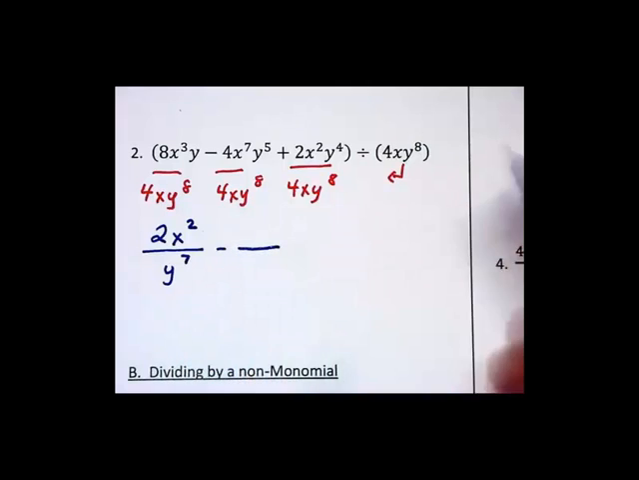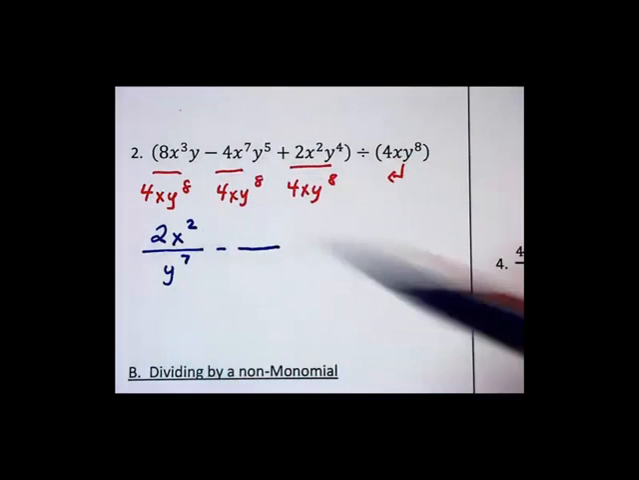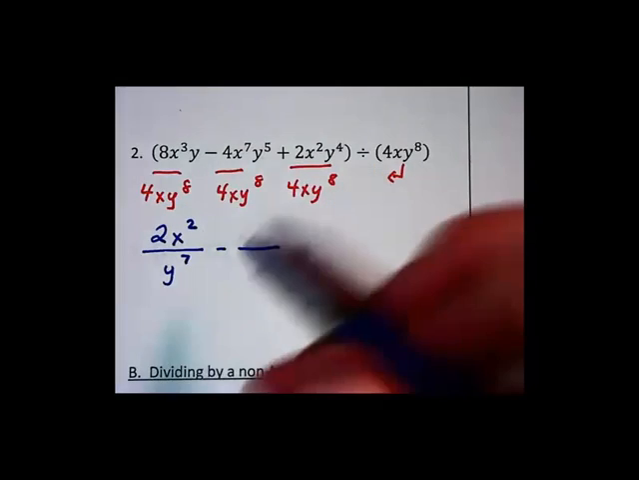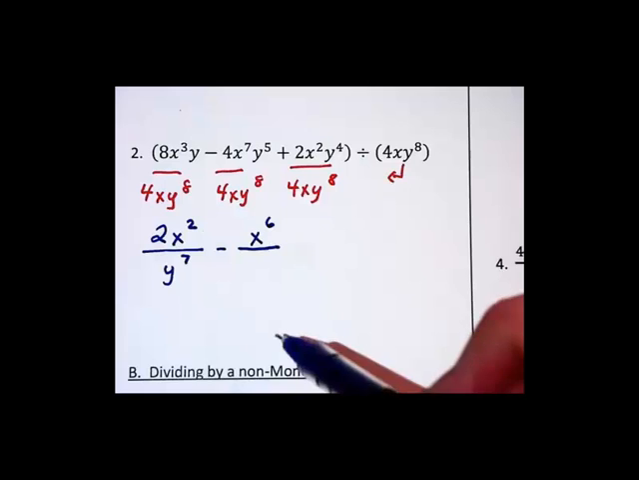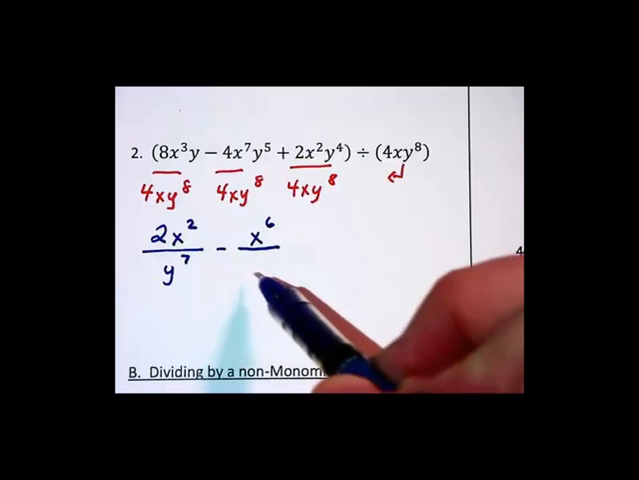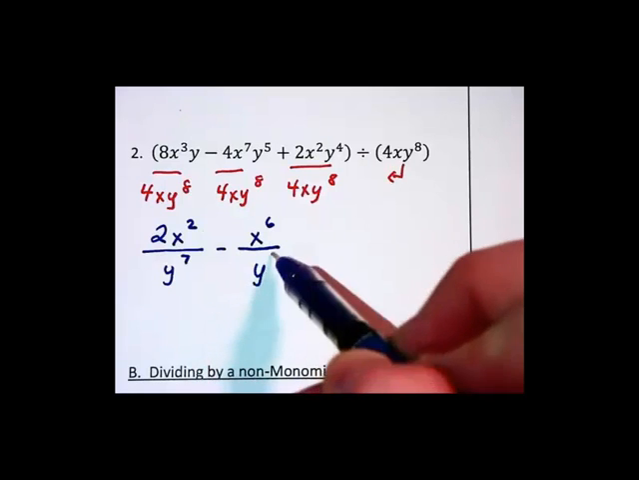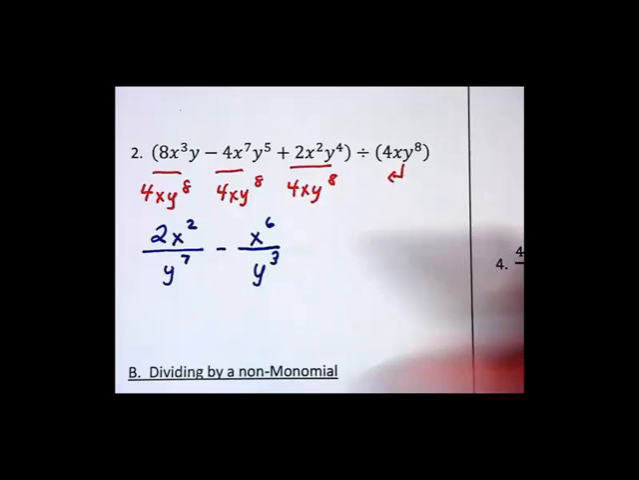In the next fraction, the 4's cancel altogether. With the x's, upon subtracting, we have 6 left over in the numerator. And with the y's, there are more down below. There are 3 more down below, so over y cubed.